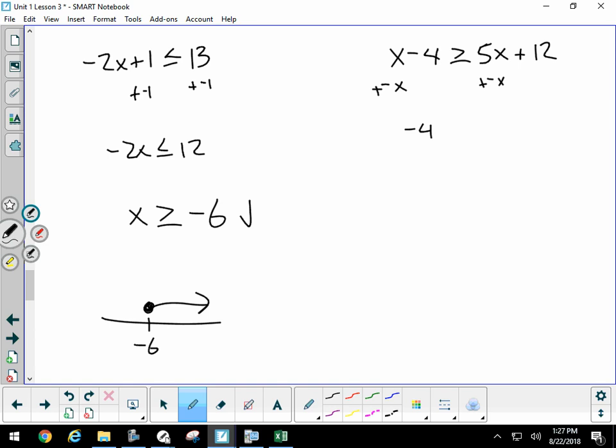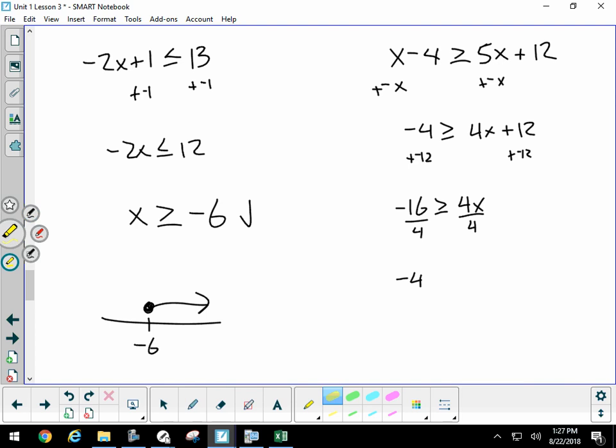If negative 4 is greater than or equal to 4x plus 12, you then can subtract 12. You get negative 16 is greater than or equal to 4x. You divide by positive 4, multiply by 1/4. You get negative 4. Now notice I divided by a positive, even though this is a negative value. Since I divided by a positive, I do not flip my symbol. Okay, it's only when you divide by a negative. I did not divide by a negative.